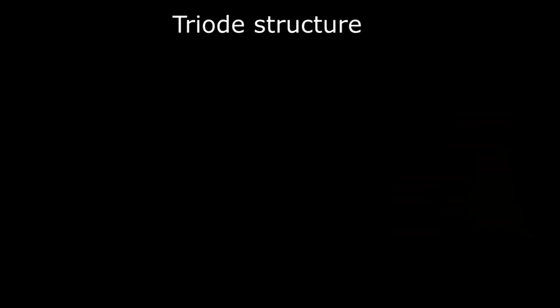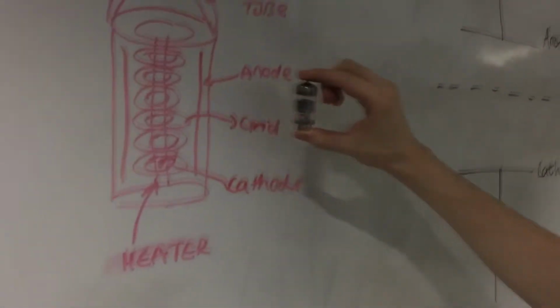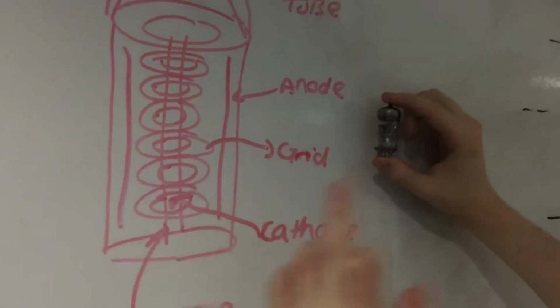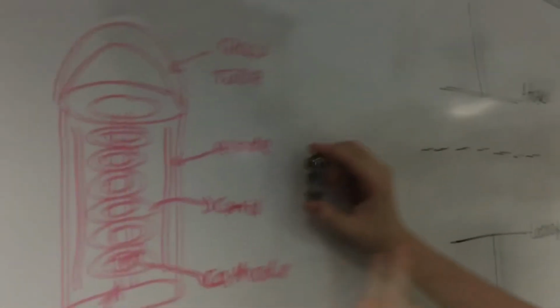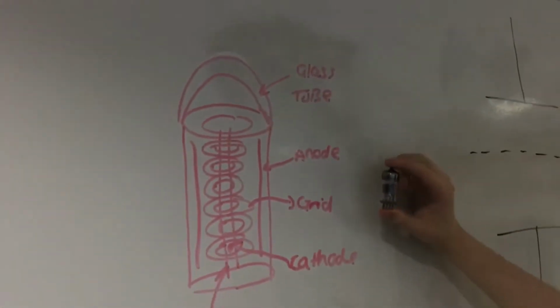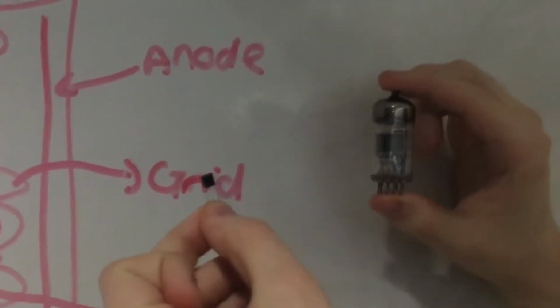This is a triode, which you can see here. Internally, it's just a cathode through the centre, surrounded by the metal grid, and then further surrounded by the positively charged anode. These are quite large and have been replaced with the NPN transistor, which we will now talk about.